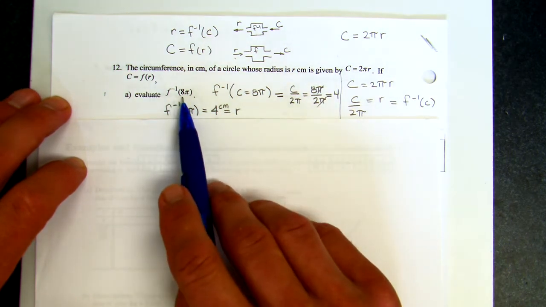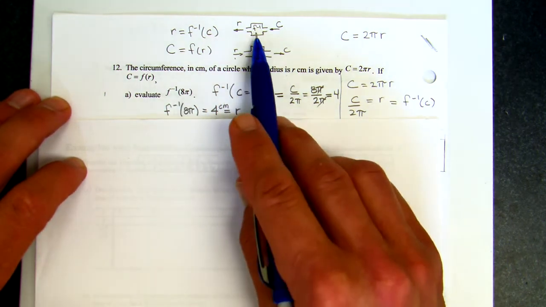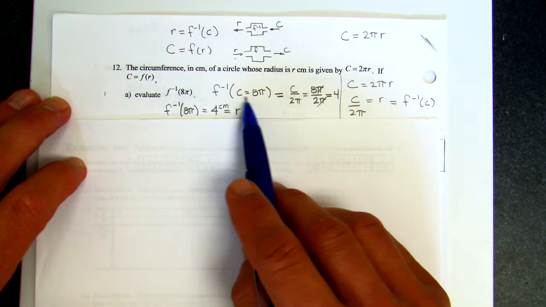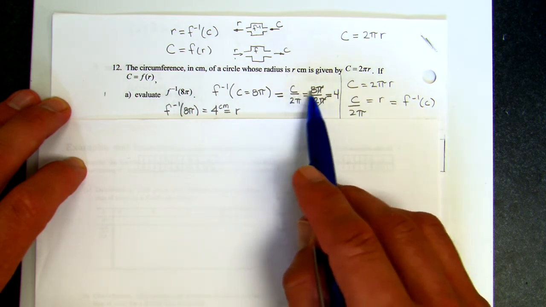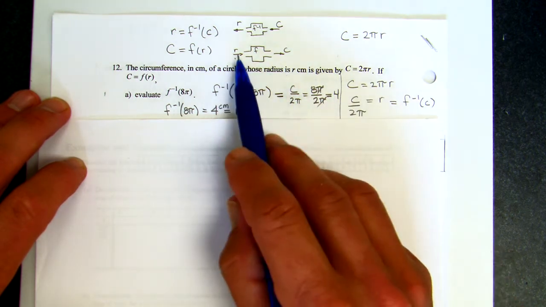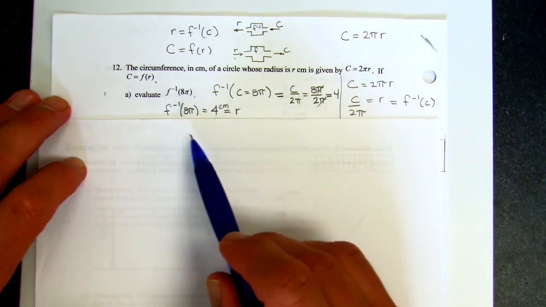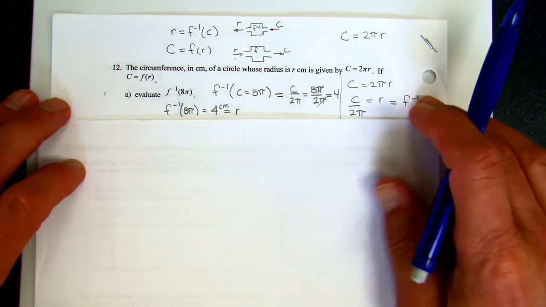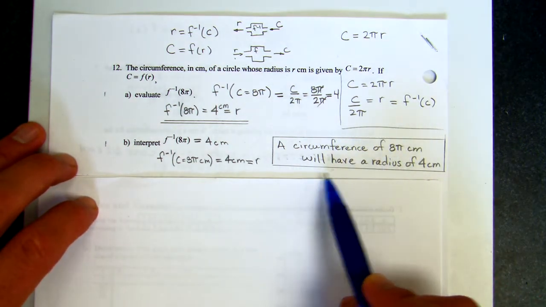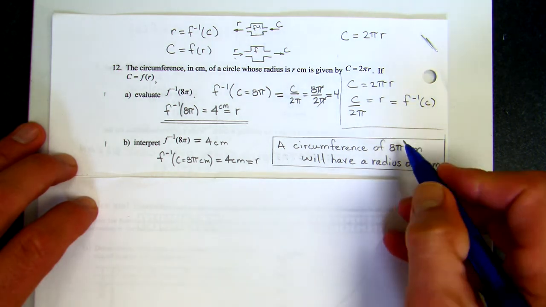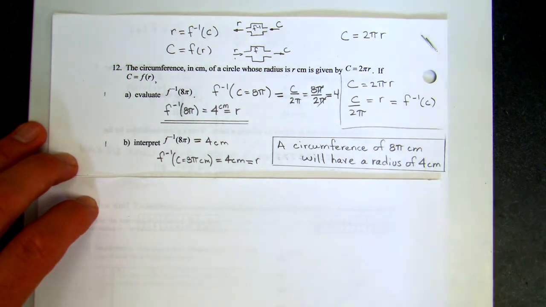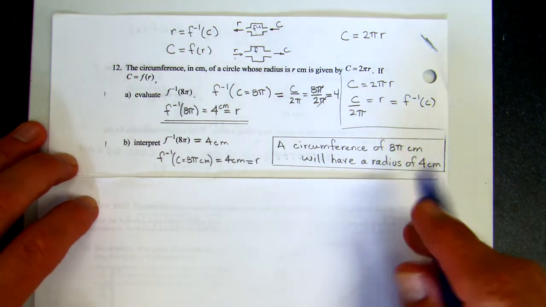So if you look at the first example, it's an inverse, so 8 pi is the circumference. So this would be f inverse evaluated at a circumference of 8 pi. We put in 8 pi for c, and what we get coming out is a radius. So the 4 represents a radius of 4 centimeters. And we could spell that out and say a circumference of 8 pi centimeters will have a radius of 4 centimeters. And if you don't like 8 pi, replace it with the decimal equivalent, like 25 point something centimeters, or whatever 8 times 3.14 happens to be.